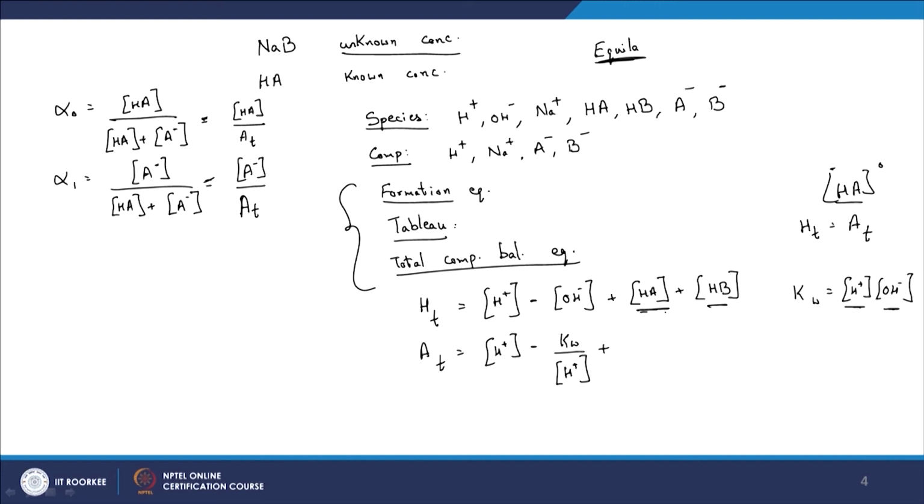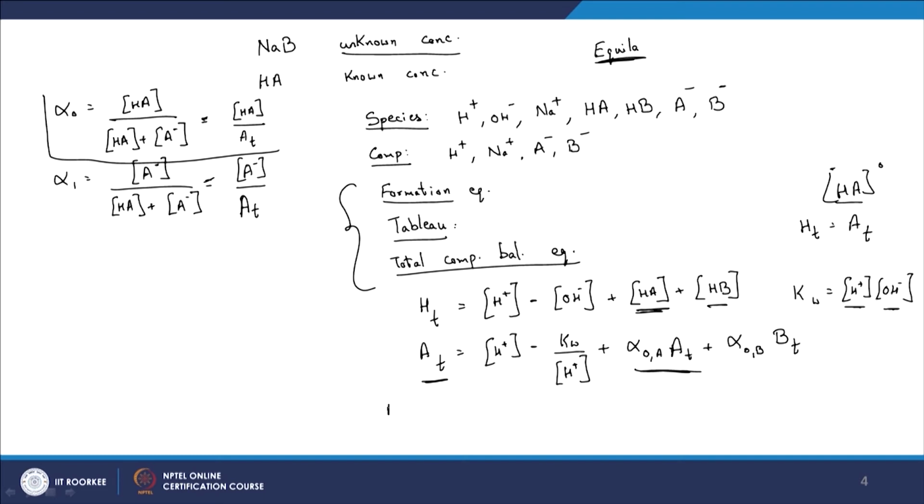So HA, obviously, how can I express this? If I look at this particular equation, it is going to be equal to alpha naught of A into A total, plus HB, again alpha naught of B into B total. This is one equation we have here. So I am going to take this particular term out onto the left hand side.